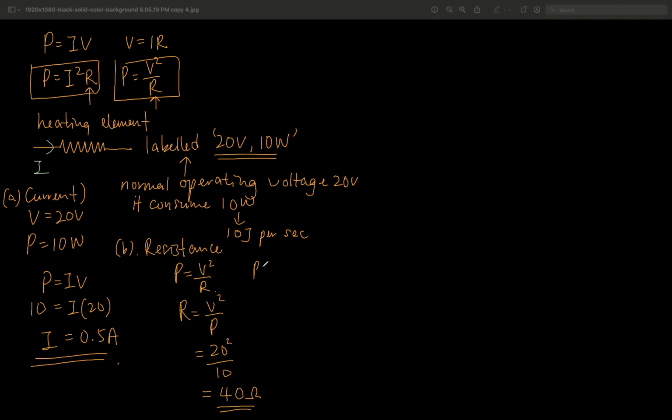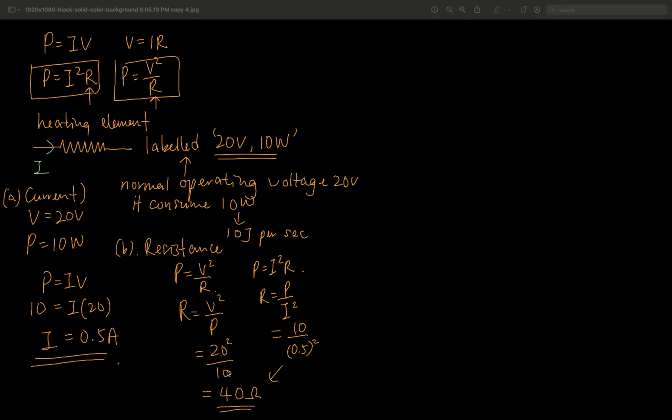Okay, you can also use P equals I squared R. Since you already got the current, 0.5 squared times the resistance. Oops, this one should be R equals P over I squared, 10 over 0.5 squared. So you still get the same 40 ohm.